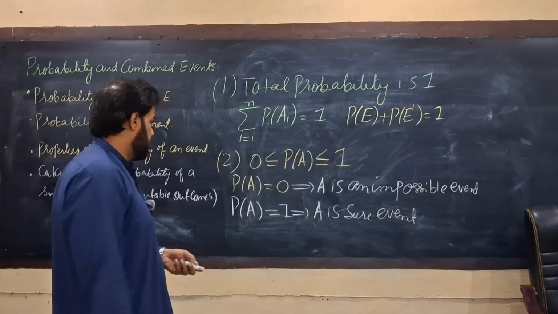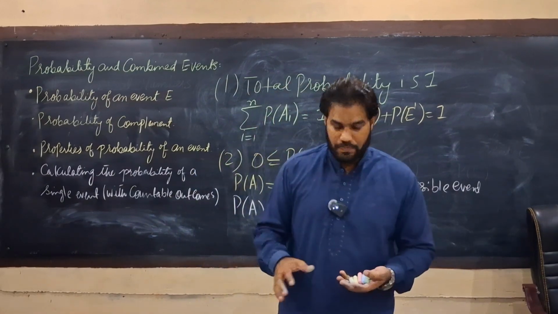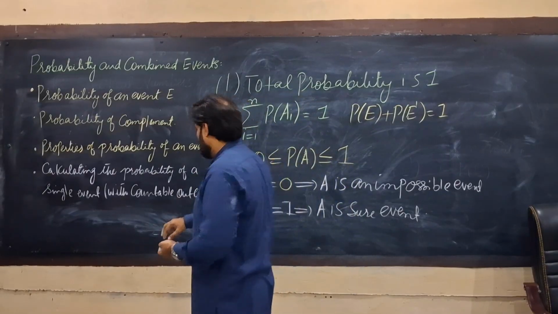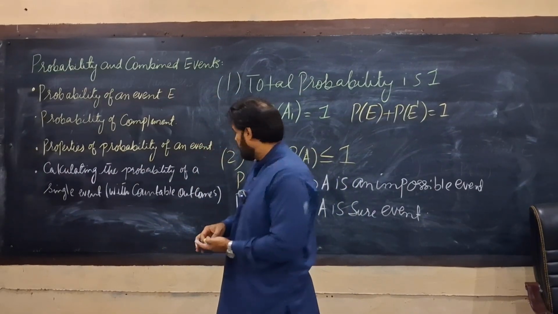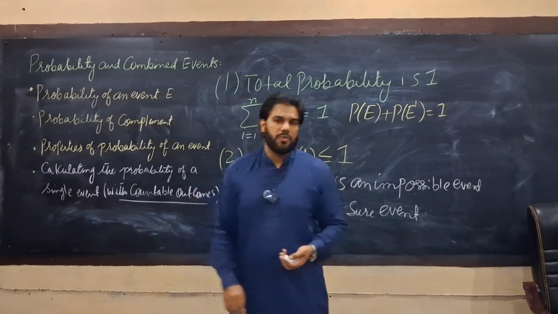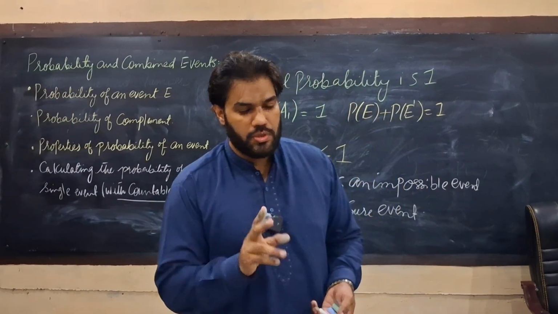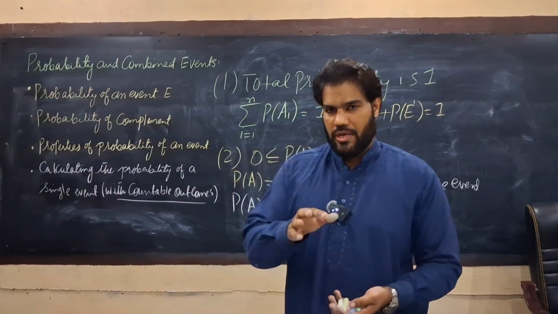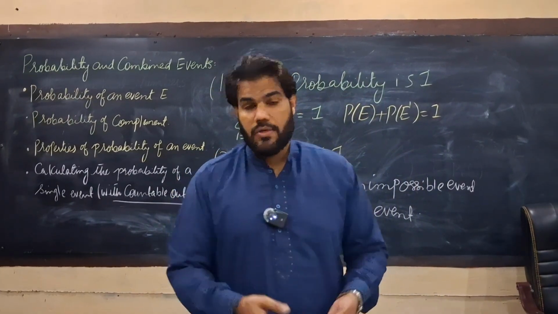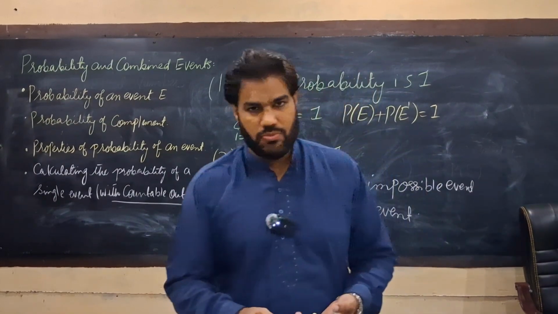So these are the two properties of probabilities. Next we discuss some numerical examples, numerical questions: how to find the probability of a single event. In this lecture we will discuss the case with countable outcomes, because when we find the probability of an event, there are two types: it has countable outcomes, or it has uncountable outcomes.